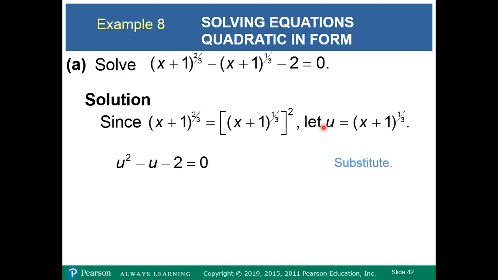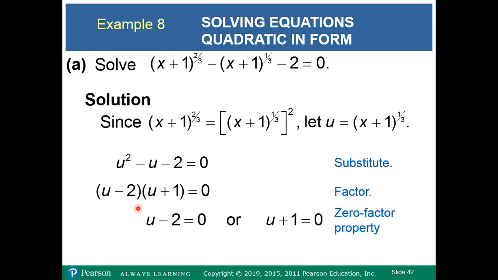And now this is our new equation. So now we're going to solve this one for u. That's the first step. So this is easily factorable. So we know that u equals either 2 or negative 1. Right? But we're not done because we're not solving for u. We need to solve for x. So now what we're going to do is plug this back in for u here, and then solve again.